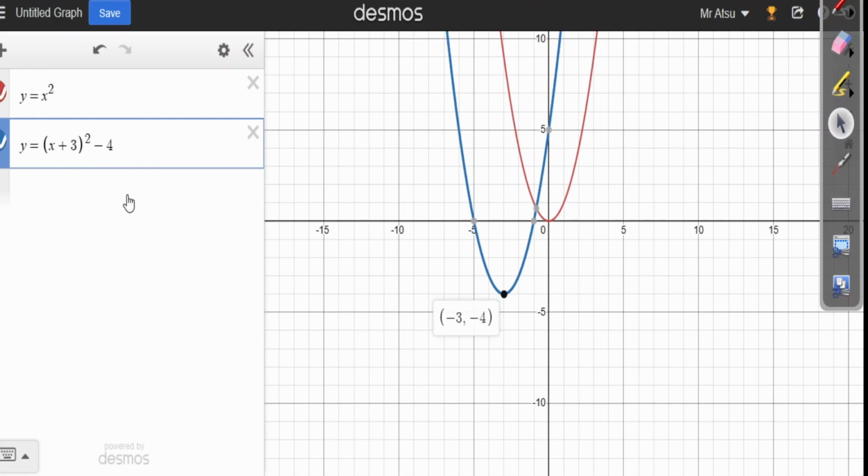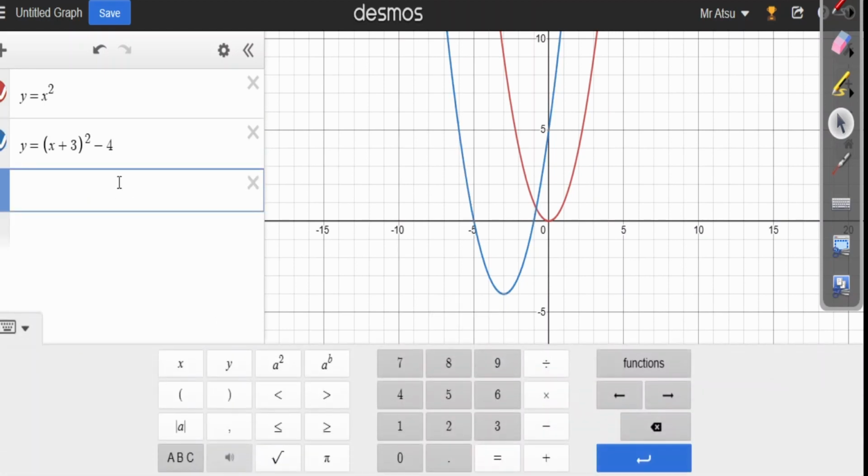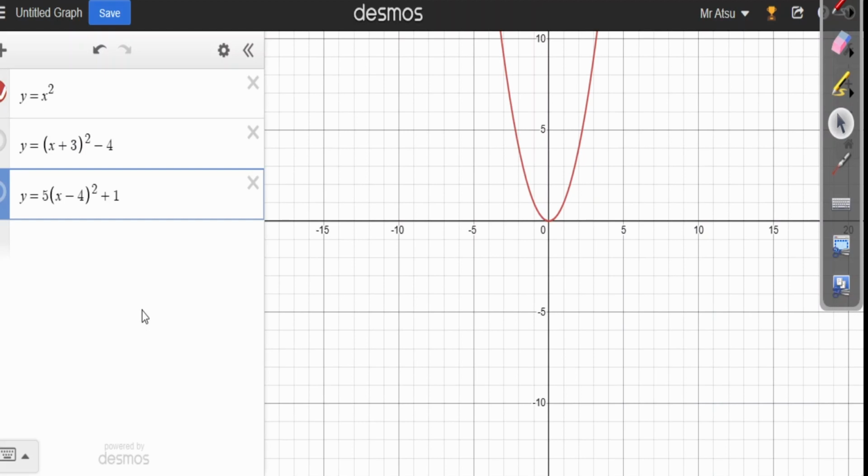But this is not all. We can still take more examples. Another example can be this. Alright, if I ask you to pause the video and try to describe the transformation on this graph, what are you going to say? Pause and try. Alright, I'm sure you are going to say that this is the vertex of the parent function shifting 4 units to the right because we have -4 here, and then 1 unit up, and then that is not all. There is also a stretch here. So there's a stretch by a factor of 5.